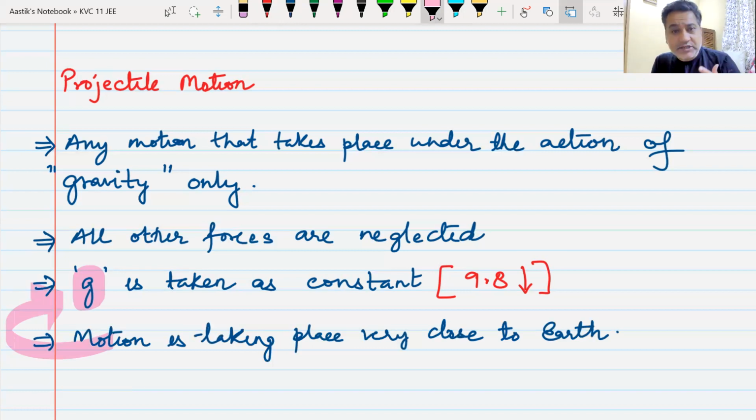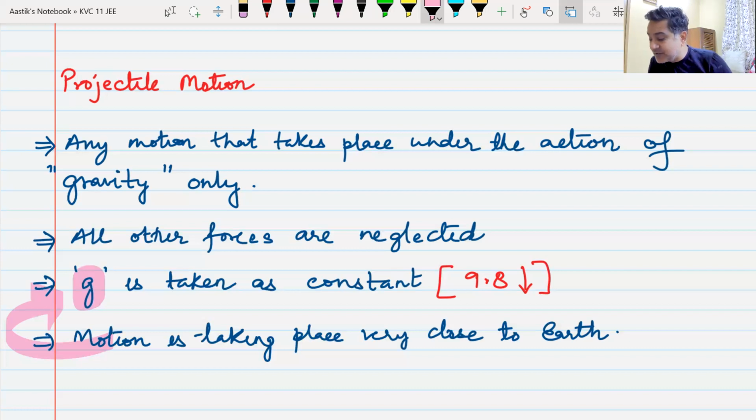If the motion is not taking place close to Earth, actually G changes. We will see what is the effect of this. How does G change from point to point in the chapter known as gravitation? G is not constant everywhere. It changes because of the position on Earth, because of rotation of Earth, because of going up and going down, because of a lot of things. We will see those changes in the chapter known as gravitation.